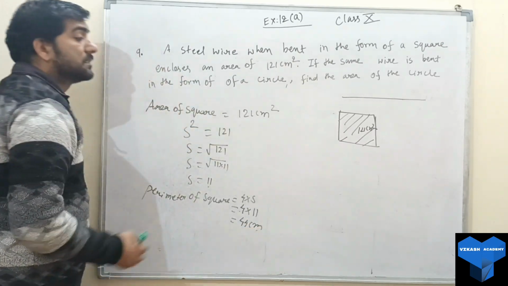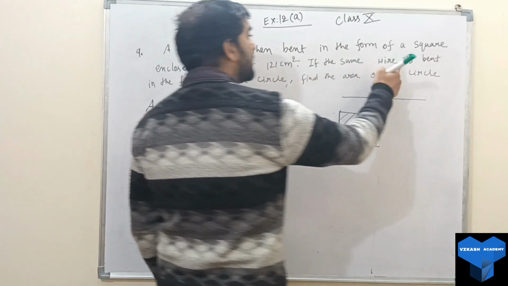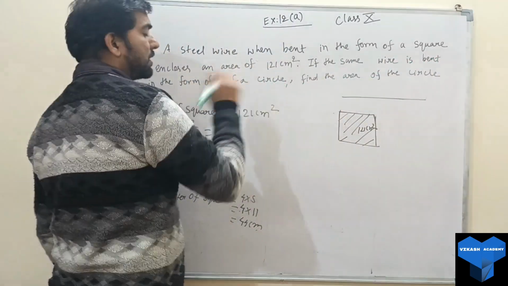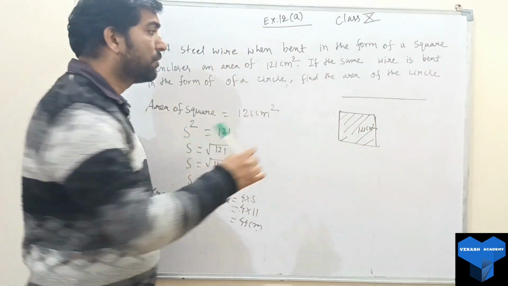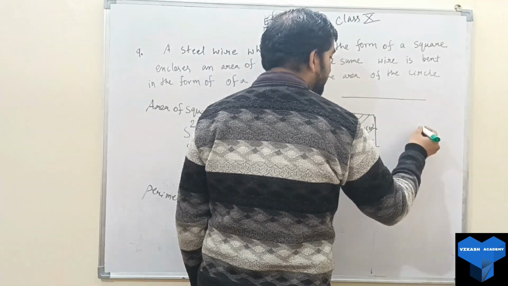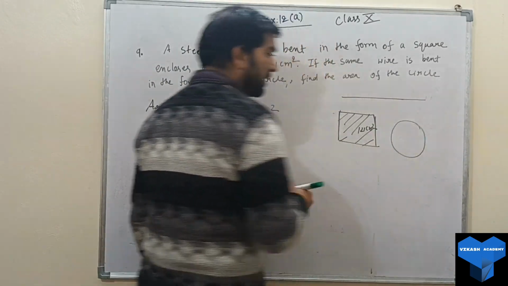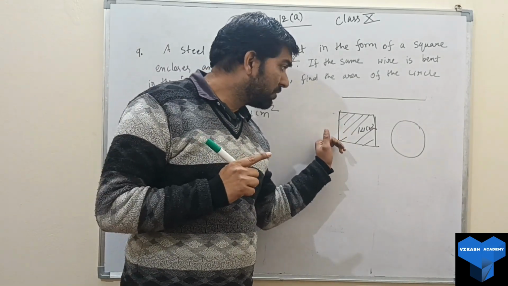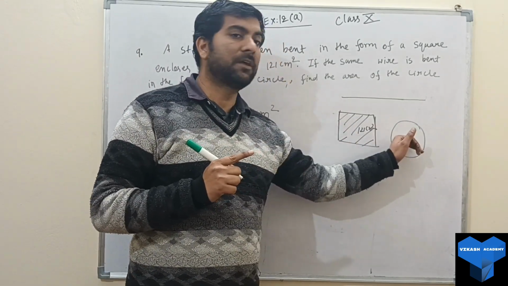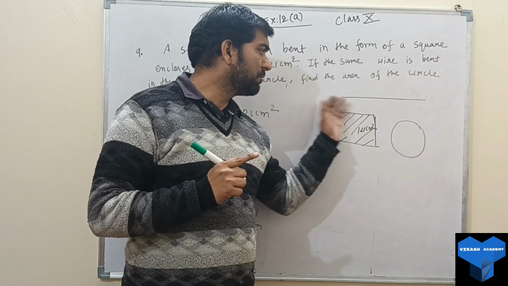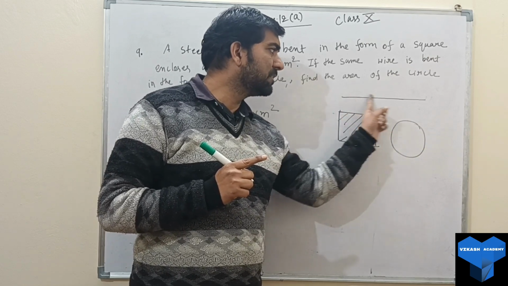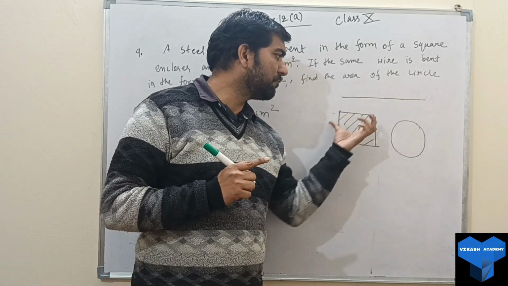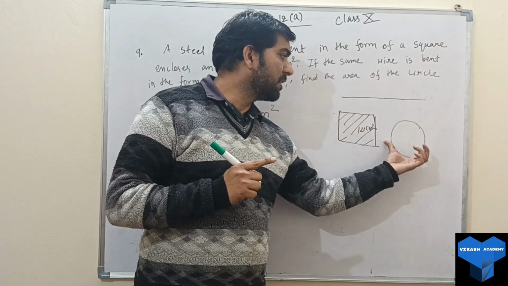Now, same wire, if the same wire is bent in the form of a circle, we don't need the square anymore. Now you have to make it straight and again make a circle with the same wire. So can you tell me one thing: when the same wire is bent, what will be equal? Area will not be equal, but what will be equal? See, the length of the wire remains the same. So the length of wire here also will be the same, here also will be the same.